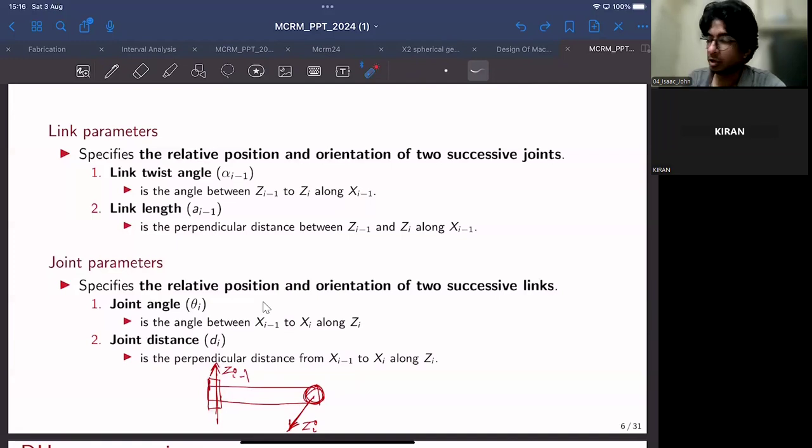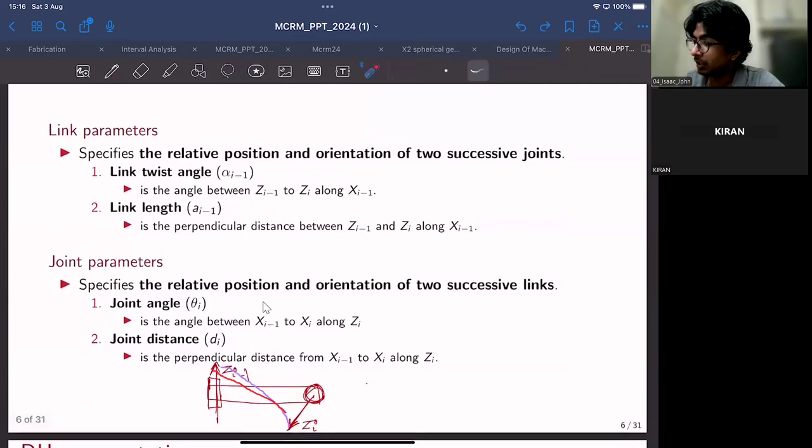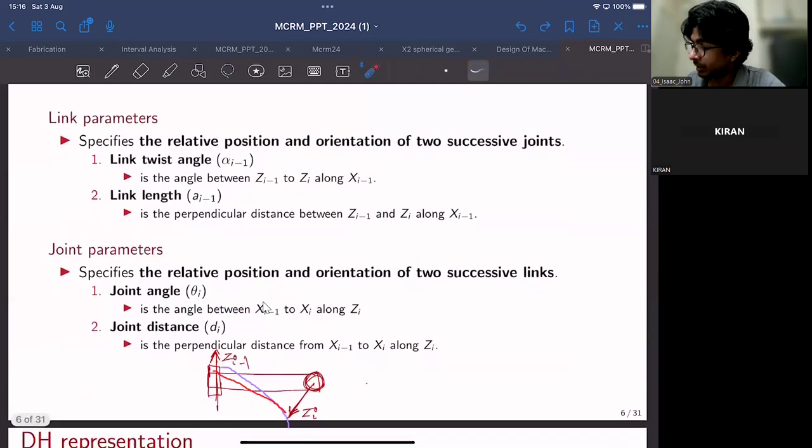The first parameter is called the link twist angle. As per the definition, this is nothing but the angle between zi minus 1 and zi along xi minus 1. So what is this xi minus 1? Again, as per the DH convention, you can refer to the reference textbook. The way to select the direction of xi minus 1 is that xi minus 1 would be orthogonal to zi minus 1 and zi.